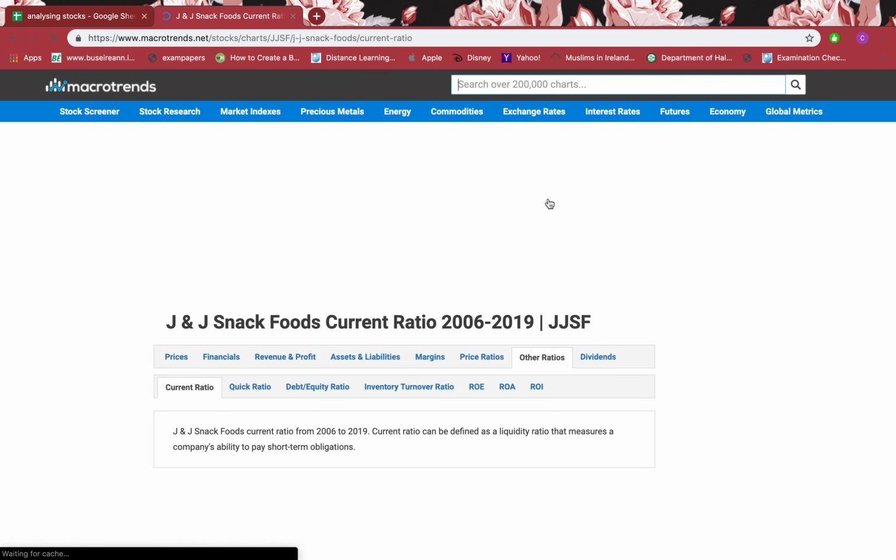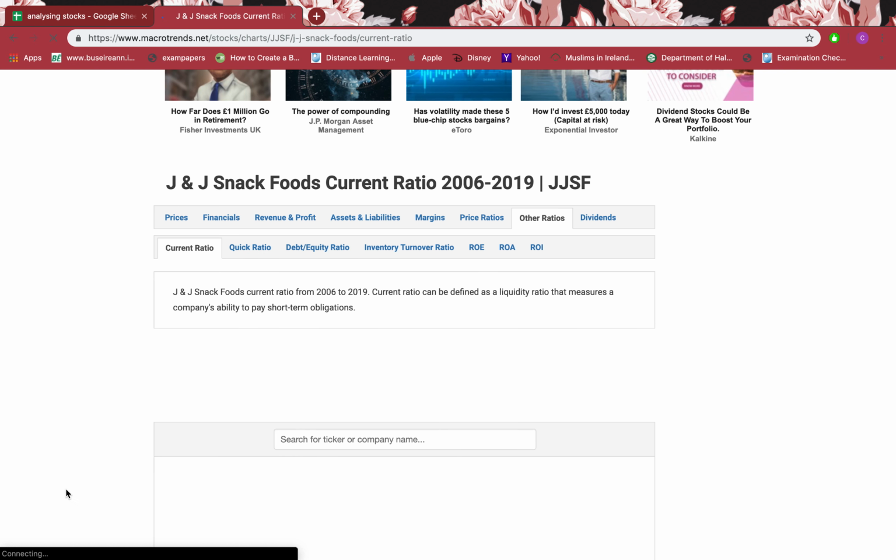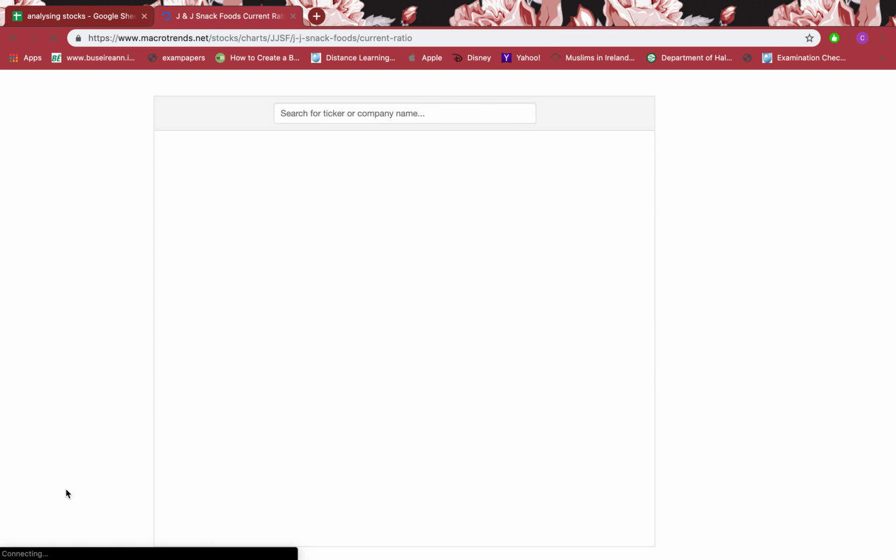Let's look at another ratio. I'm interested in the current ratio. The current ratio tells us if the assets are more than liabilities. So if the ratio is less than 1, that means the stock is very risky because the liabilities are more than assets. If it's 1, that means that assets equal liabilities, which is good.